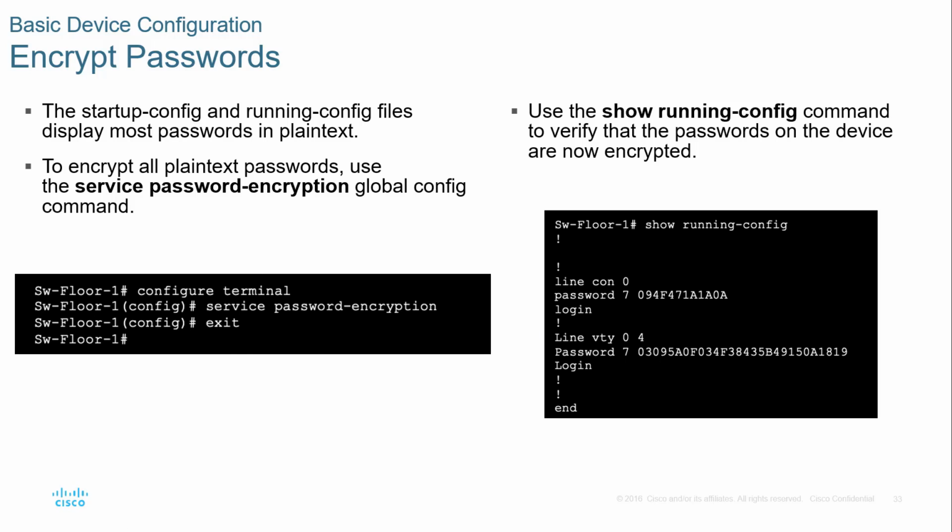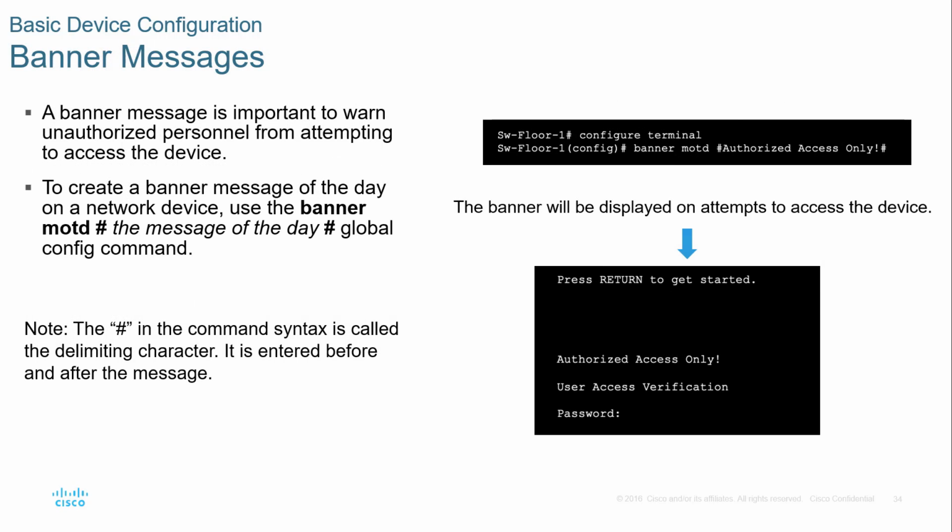So now that we talked about naming and passwords, let's talk about how to set a banner. When you log into the device, here is a message. How do we set that message? We do that by typing banner, MOTD, a special character, type the message, end with the same special character. That allows us to set our messages.